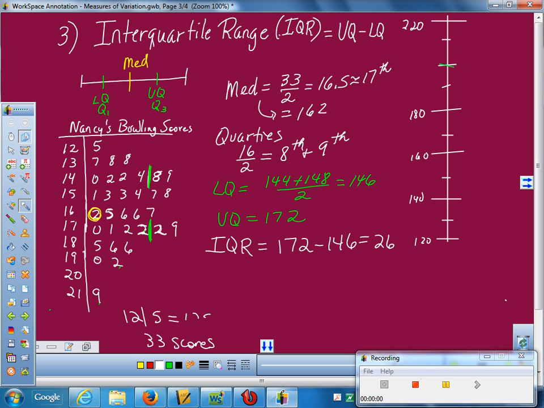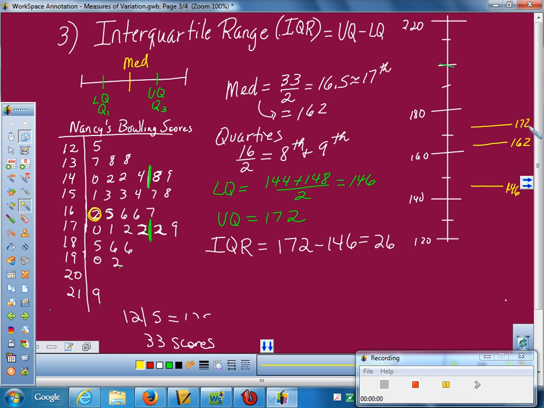Okay, you need to plot those three numbers we just figured out, the median and the two quartiles. So the median was 162. I only want you to guesstimate: 162 is a little bit above this 160 line. Nice if you'd label it for me. That's one part of our box. Our quartiles were at 146, so guesstimate about where 146 is. And 172.